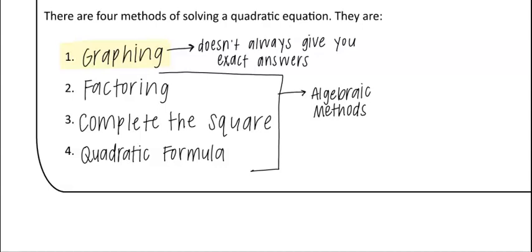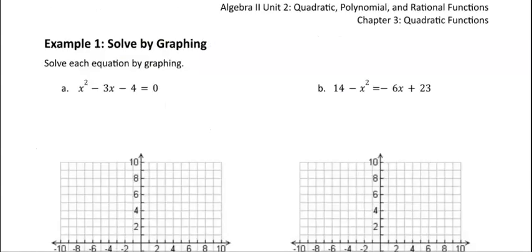The bad part about graphing is that it doesn't always give you exact answers. Then you would have to rely on your algebraic methods. So we might have to estimate some of our answers today, but you're basically graphing the quadratic function and then looking for where the graph crosses the x-axis, or what the x-intercepts of the graph are. So we have to review how to graph a quadratic function. Let's get into it.